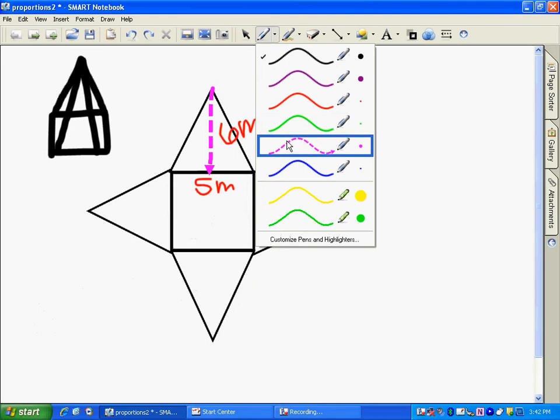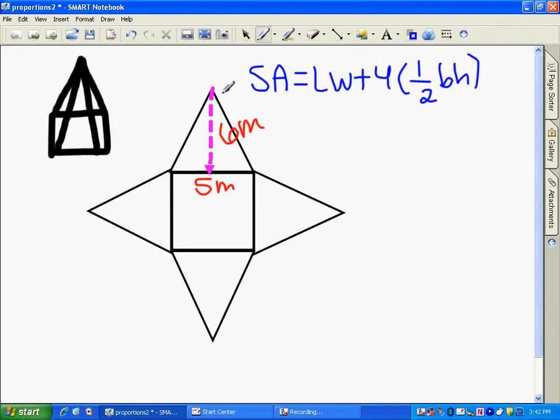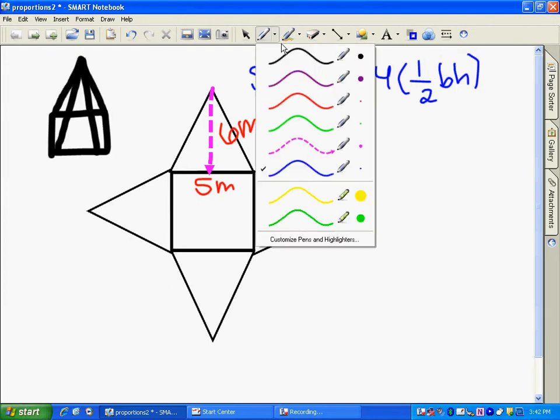But I can also use a formula, and that's what we've been doing in class. We've been using a formula for surface area. The formula for surface area of a square pyramid is surface area equals length times width plus 4 times 1/2 of base times height. I want you to get in the habit of writing these formulas out every time. It's really going to help you make sure you don't skip or leave anything out, okay?